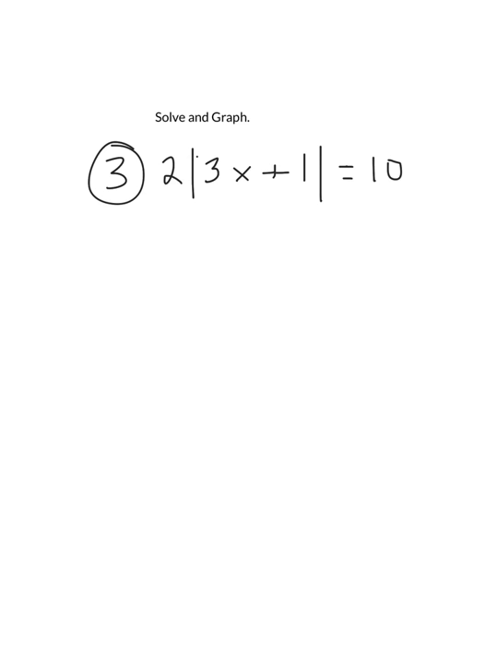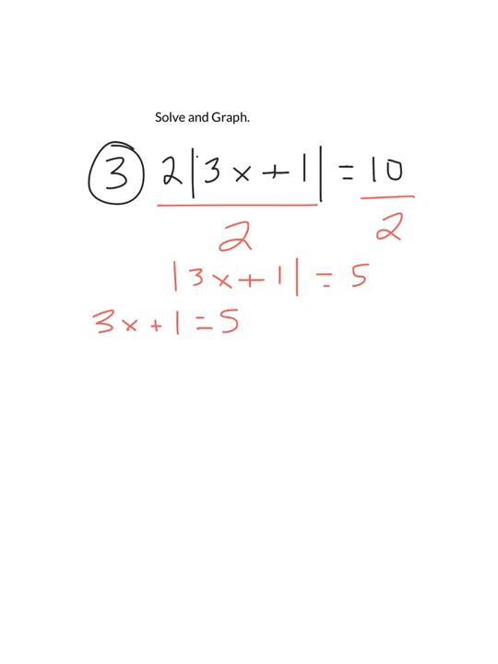The third problem here, I'm looking, my absolute value is not isolated, so I have to divide by the 2. It's on the outside. So we get absolute value of 3x plus 1 is equal to 5. So now it's ready to go here. 2 equations, 3x plus 1 is equal to 5. 3x plus 1 is equal to negative 5.